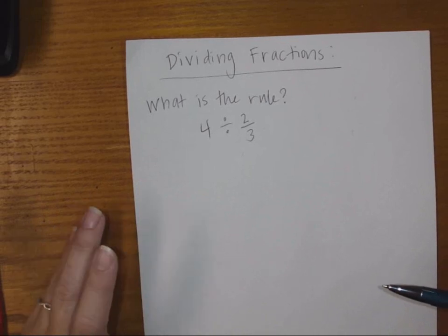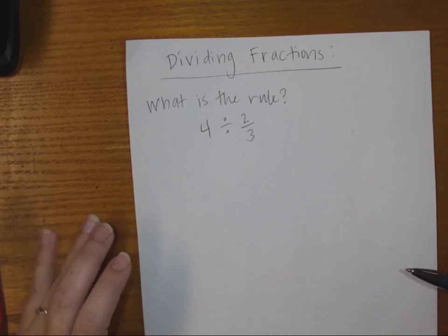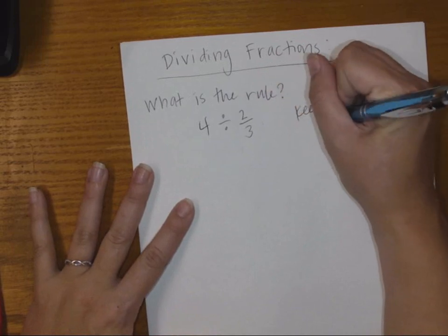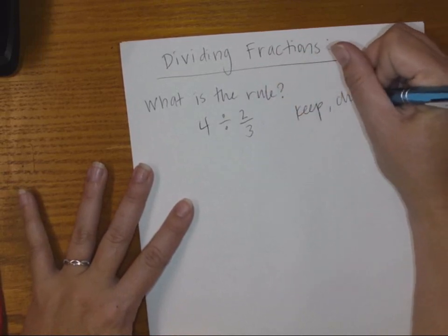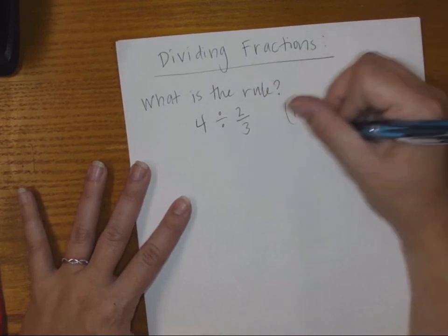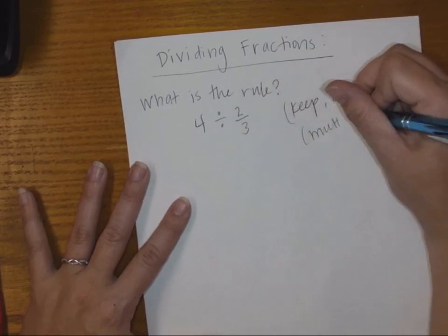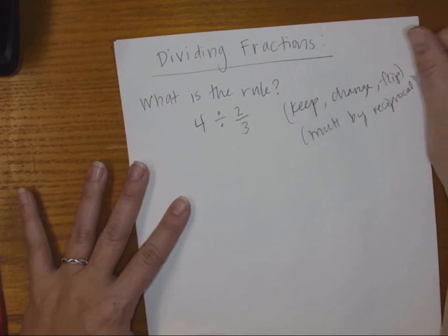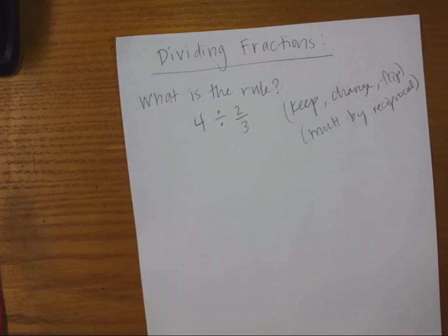Okay, so lots of people forget the rule or just don't quite do it right. And the rule is, depending on how you learned it, keep, change, flip, or sometimes it is multiply by the reciprocal. Those are probably one of the 2 ways that you learned it. There may have been something different, but in essence, it's all the same thing.